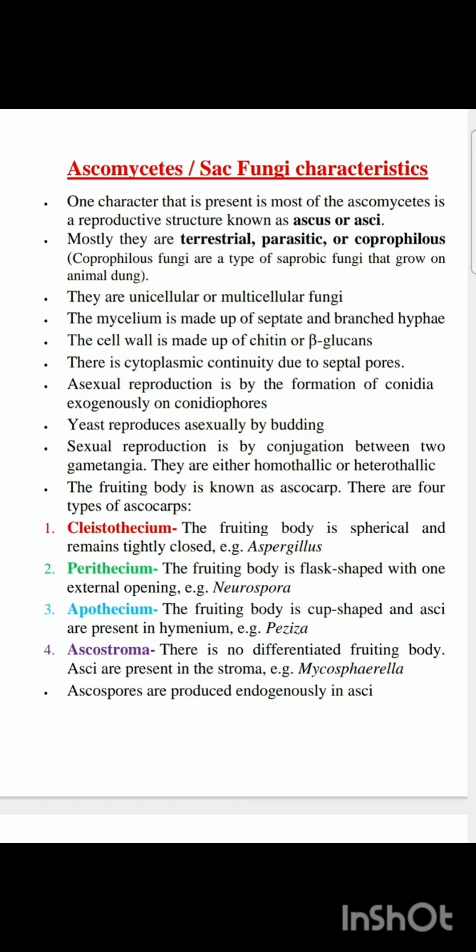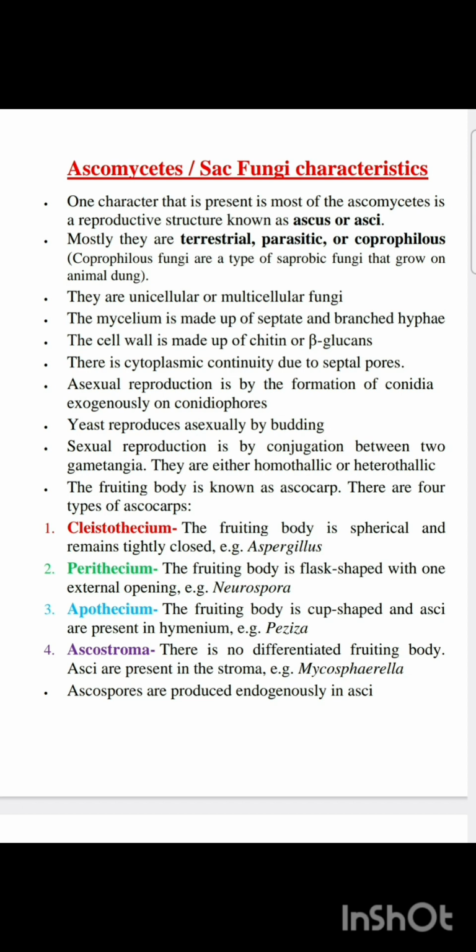Today we will discuss different classes that come under fungi and their characteristic features. So first of all, Ascomycetes or sac fungi. One character that is present in most of the Ascomycetes is the reproductive structure known as ascus, or asci, and they produce ascospores.